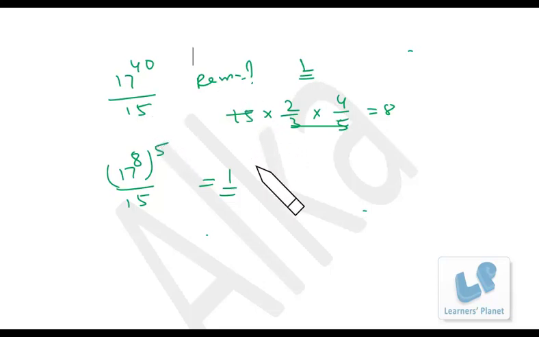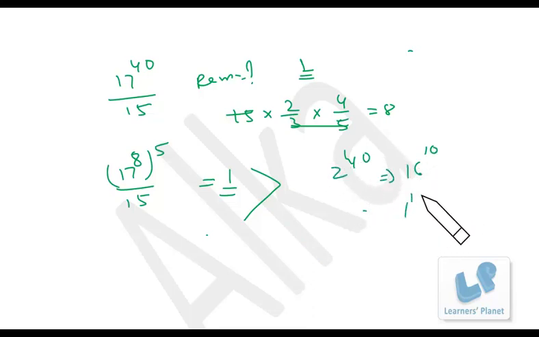You can even verify using the binomial theorem. It's just a one-step process. Just for your conceptual clarity, otherwise there is no need to use both concepts. In the first step, 2 raised to 40 is 16 raised to 10, that is 2 raised to 4 into 10. So 16 raised to 10, that is 1 raised to 10, that is 1. If I divide by 15, the remainder will be 1.